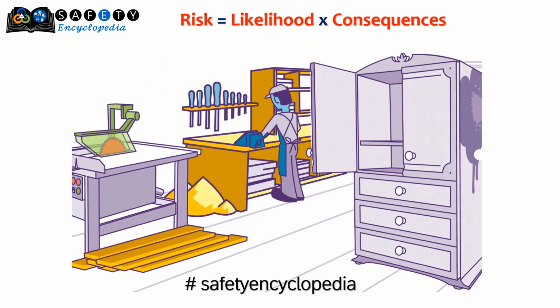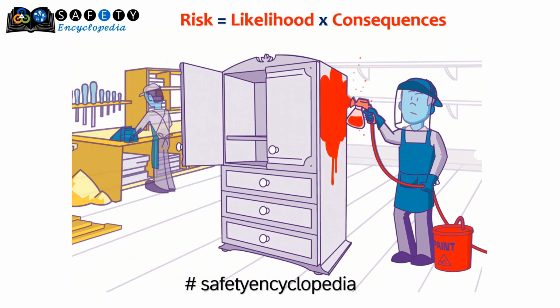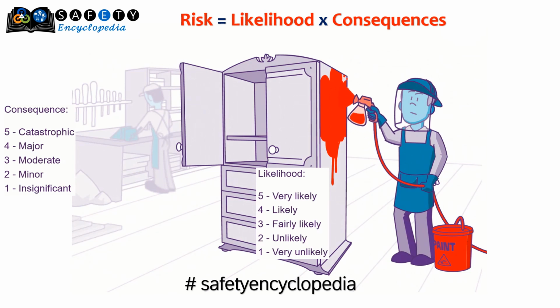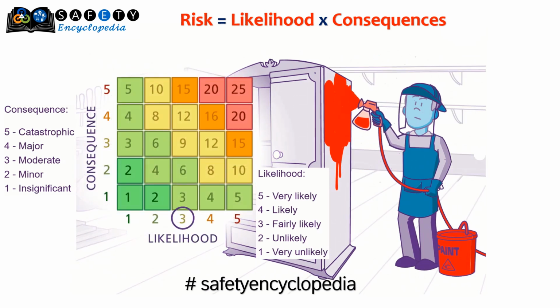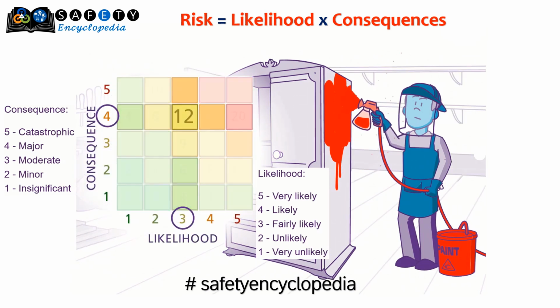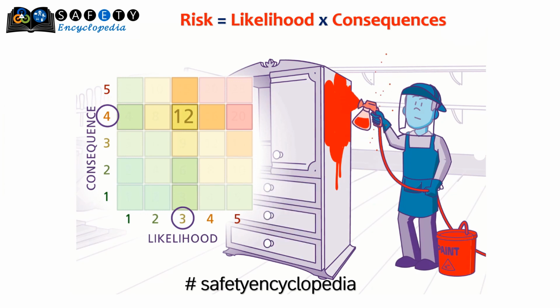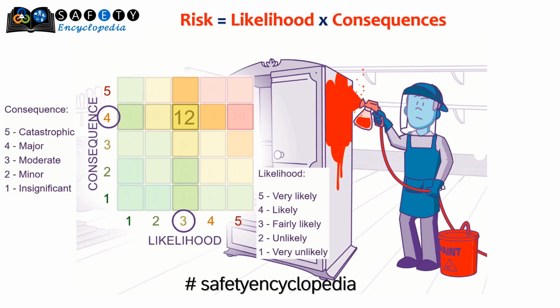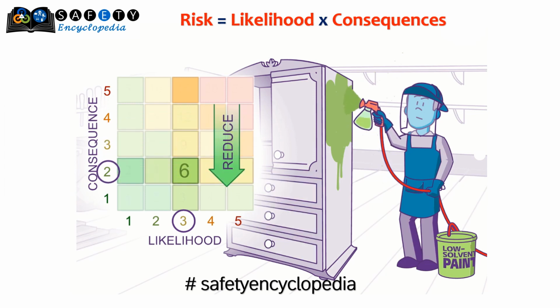The second area of concern is with the first paint sprayer. The likelihood of the paint sprayer being exposed to a harmful substance contained in the paint is 3, and the consequence of this exposure is 4, giving a risk rating of 12. If we replace the paint with one containing less harmful substances, then the likelihood of exposure remains at 3, but the consequence of exposure can be reduced to 2, giving a risk rating of 6.